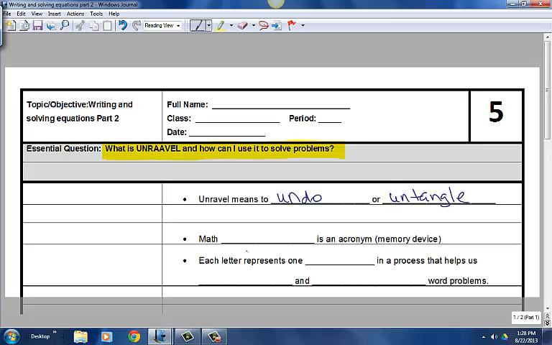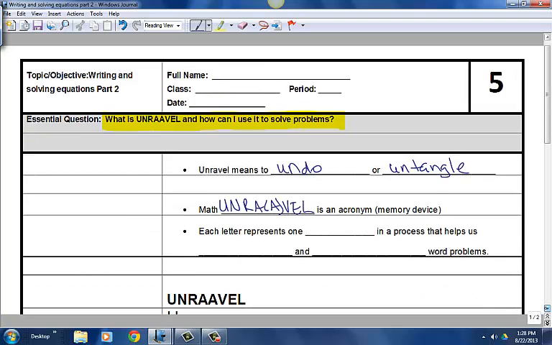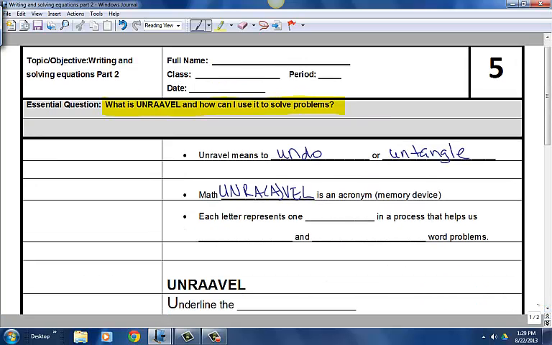Math Unravel is a memory device. It's spelled like this. You've probably seen the poster hanging on my wall in my classroom. All Math Unravel is simply a memory device to help you remember the problem-solving process. Each letter represents one step in the process that helps us break down and solve word problems.